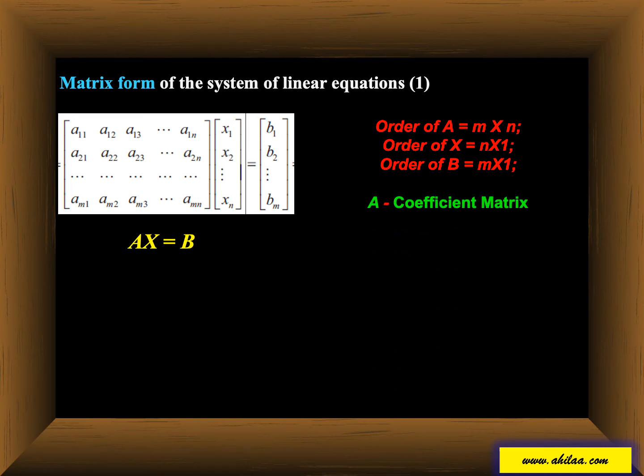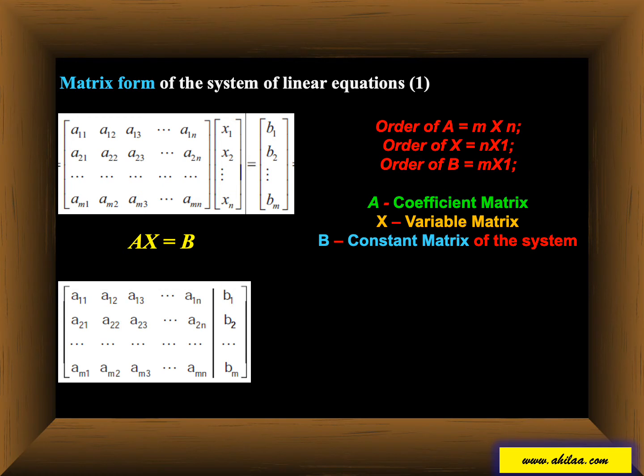We call A the coefficient matrix, x the variable matrix, and b the constant matrix of the system. Now we can augment this constant matrix with the coefficient matrix by attaching the constant matrix to the coefficient matrix. This is notated as the augmented matrix [A|B], the augmented matrix of the system. Got it? Good.